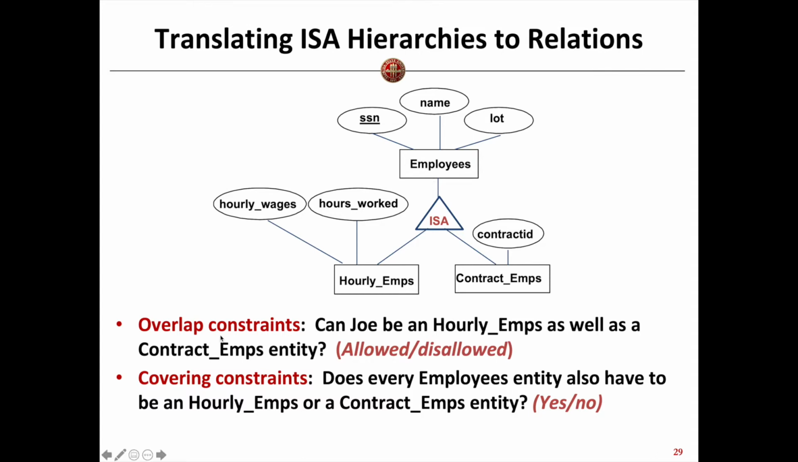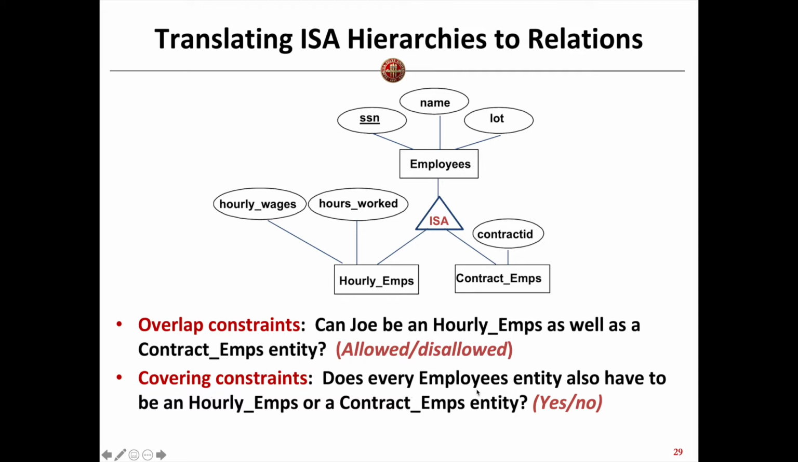So the first one is about the overlap constraint. Given a person like Joe, can Joe be both an hourly employee as well as a contract employee? Yes or no? We know that these two seem to have no overlap, because they are two different employee categories. A person cannot be both an hourly employee as well as a contract employee, right? Therefore, the answer to this question is no. It's disallowed.